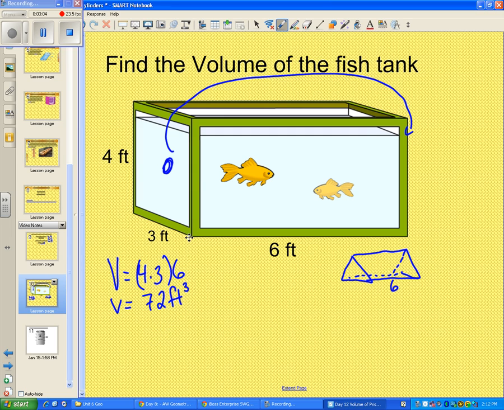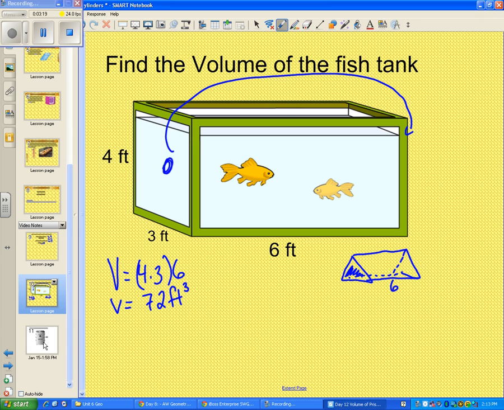And so how this would differ if it was a triangle-based prism, like I said, we'd find the area of the triangle on the one side, and then we would multiply it by the height, and that would give us the volume of the triangle-based prism. And we'll practice this a little bit more in class also.